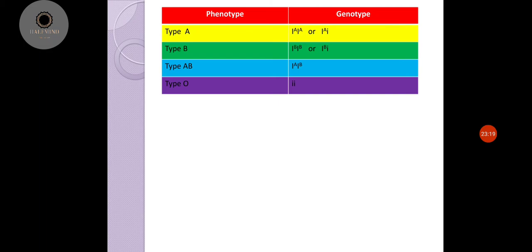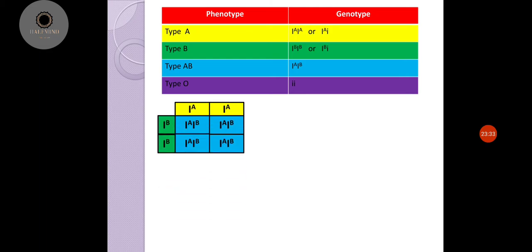So wala kasing antigen si type O na blood. Si type AB meron siyang AB na antigen. Now if we use trial and error, let's say for example our mother here is homozygous A and our father is homozygous B. Yung possibility or yung probability na magkakaroon sila ng 100% na blood type AB yung mga anak nila. Okay? 100% blood type is AB.